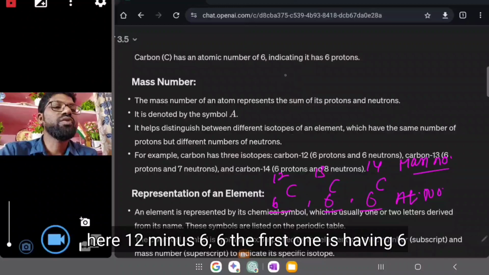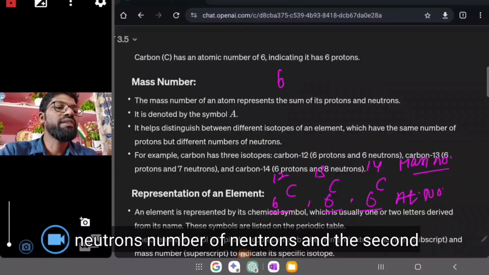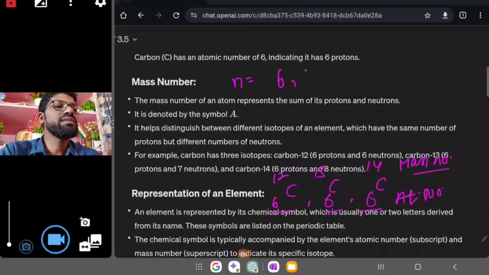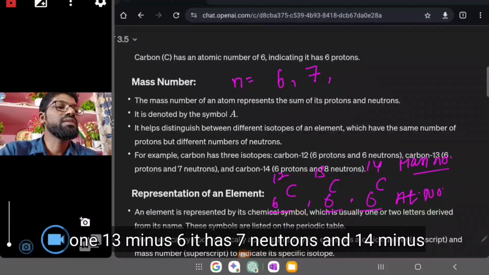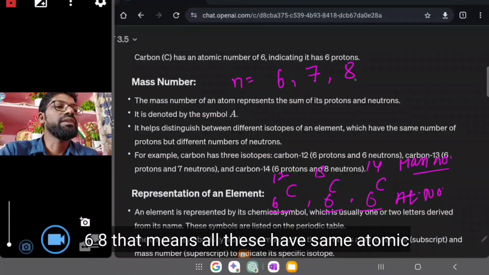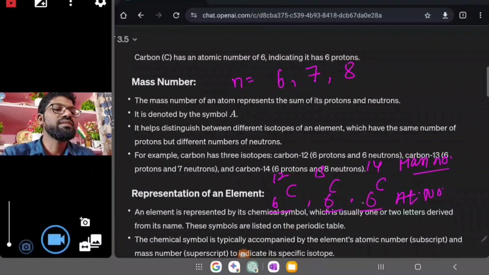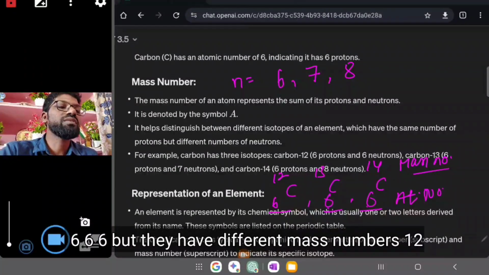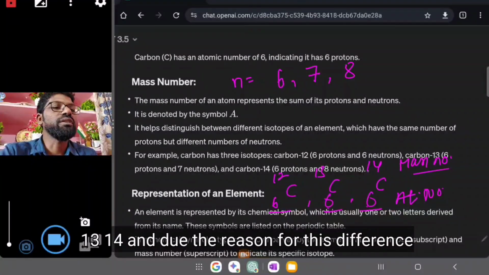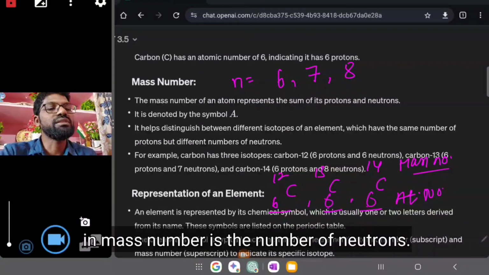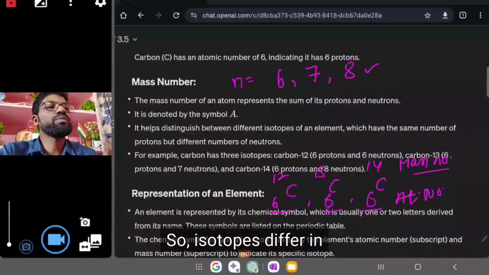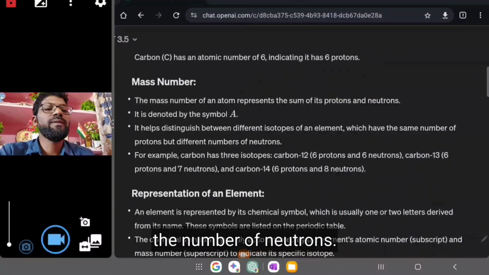I'll write here 12 minus 6, 6. The first one has 6 neutrons, the number of neutrons, and the second one, 13 minus 6, has 7 neutrons, and 14 minus 6, 8. That means all these have the same atomic number 6, 6, 6, but they have different mass numbers 12, 13, 14, and the reason for this difference in mass number is the number of neutrons, right? So, isotopes differ in the number of neutrons.